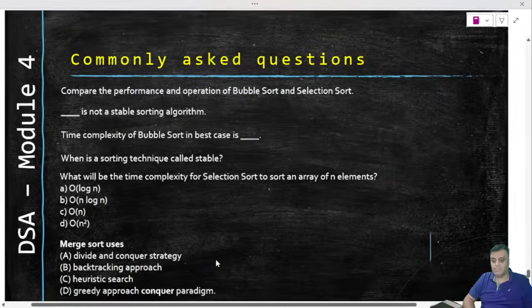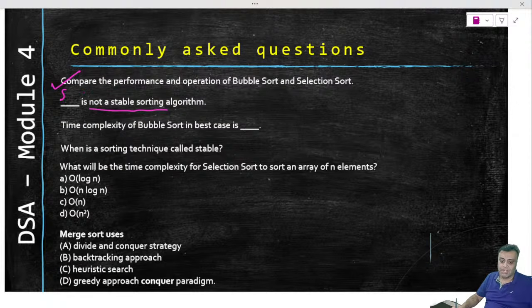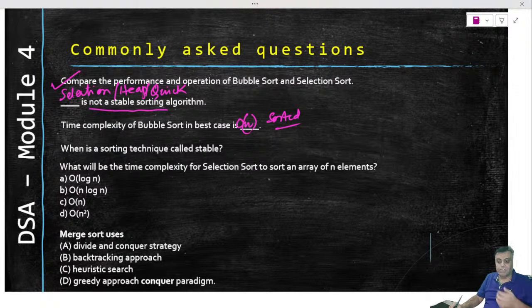Compare the performance and operation of bubble sort, selection sort. You can check the table, it will have that. Is not a stable sorting algorithm, it depends on the choice given. Here we can write so many things. We can write selection, we can write heap, we can write quick. Right? They are not stable sort. Time complexity of bubble sort in best case is going to be order of n, because best case means it is sorted, so it will be skipping the rest of the iterations. After the first pass, it will exit.